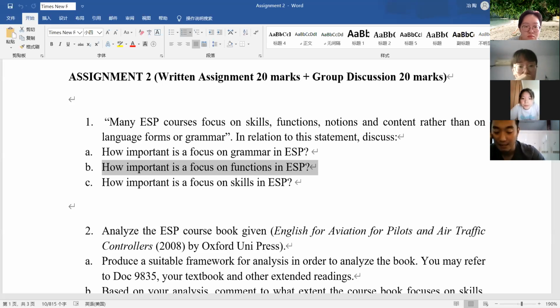Yeah, you have mentioned before the function towards learning and language use. So that's what I want to say.